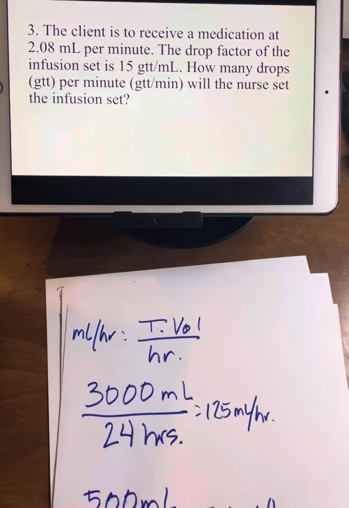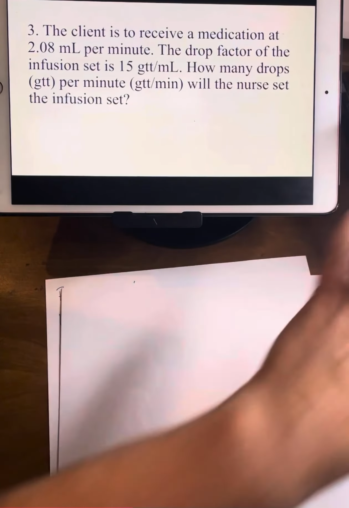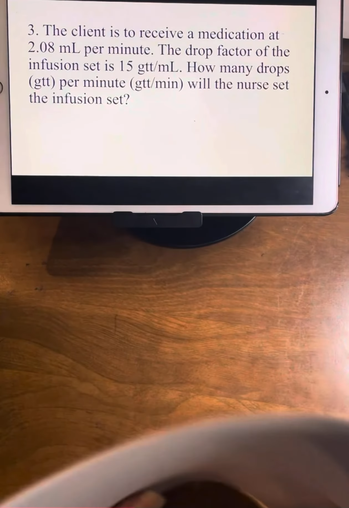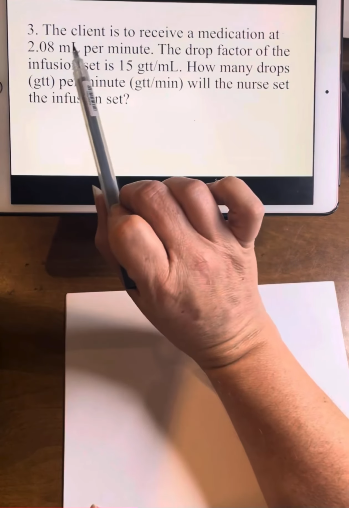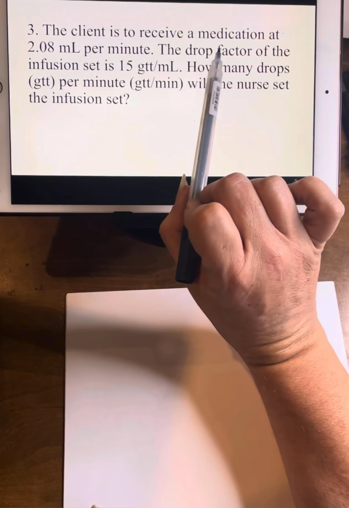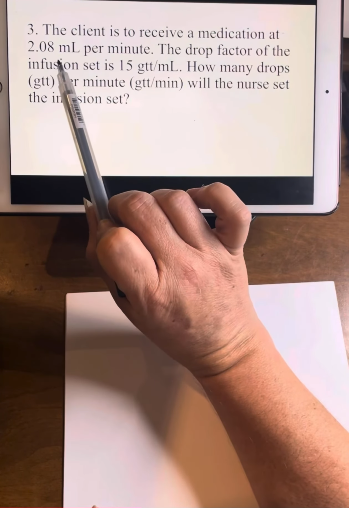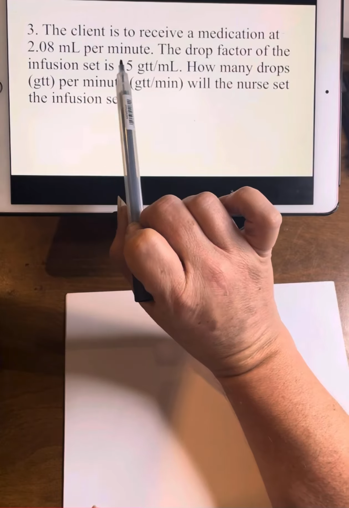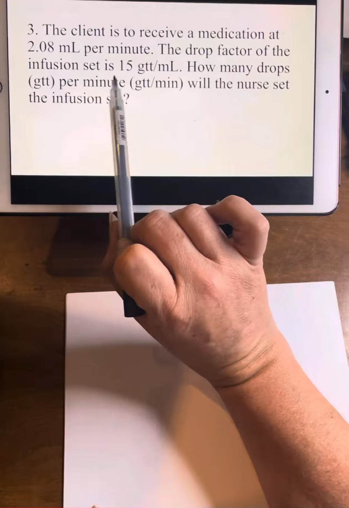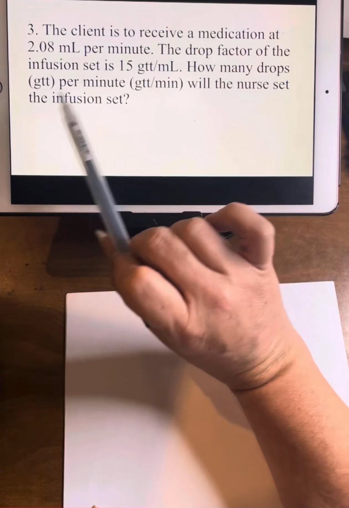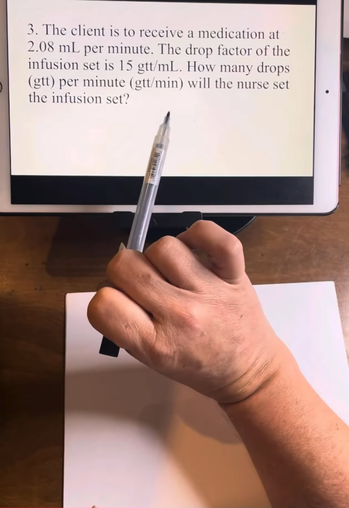So look at this one. All right, big boy and big girl, boots required. The client is to receive a medication at 2.08 milliliters per minute. The drop factor of the infusion set is 15 drops per milliliter. How many drops you gonna set your pump?